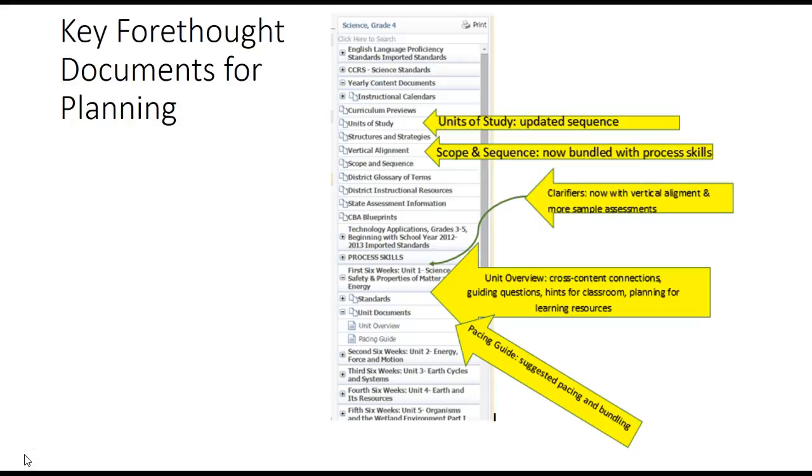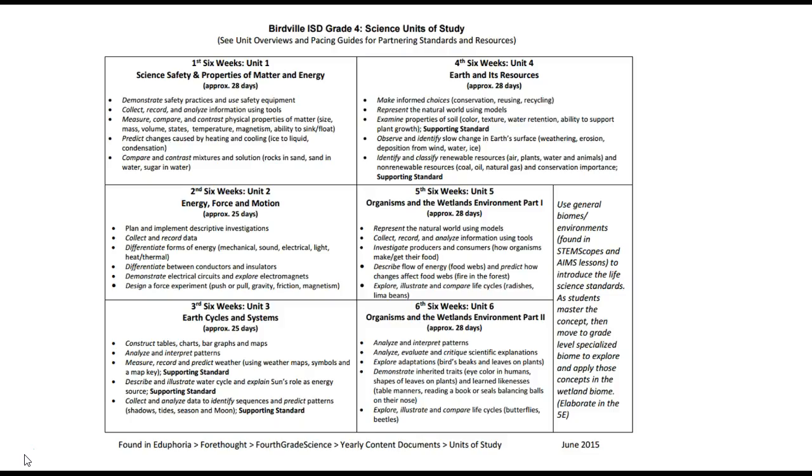Before we do that, let me just remind you about the documents that we will use when we talk about planning for this 6 weeks. As always, we're going to use the unit overview and the pacing guide, and I'm also going to refer to the units of study, which is located in that top yellow arrow, and just talk about the life science unit for the 5th 6 weeks as well as the 4th 6 weeks.